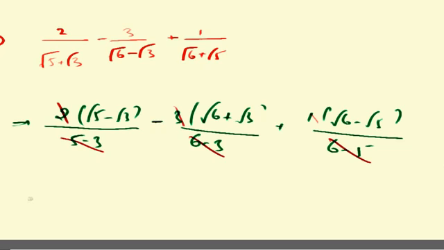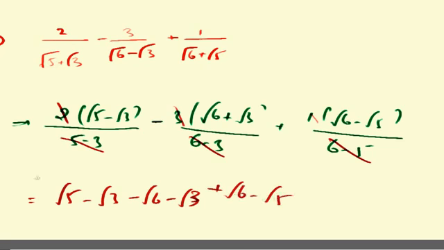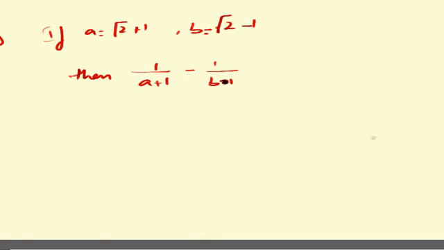This has become root 5 minus root 3, minus root 6 minus root 3, plus root 6 minus root 5. So here it is plus root 5, here it is minus root 5, here it is plus root 6 and here it is minus root 6. So you are left with minus root 3, minus root 3. So the answer is minus 2 root 3. So this is how you will be solving the answers. Then go to the next problem.